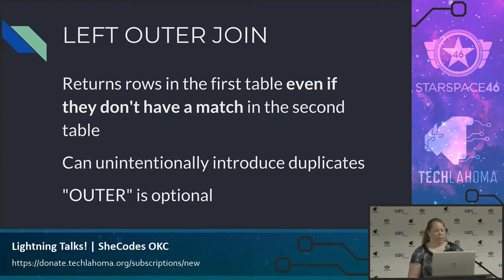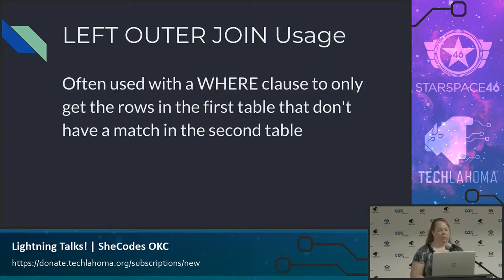And again, this can introduce duplicates if you're not careful, so just be aware of that. And the word outer is optional. I've gotten into a habit where I usually just type left join. It's a little bit clearer, maybe, if you put the word outer in there. You can choose, be consistent, do what your team does, but past that, I don't have a strong preference.